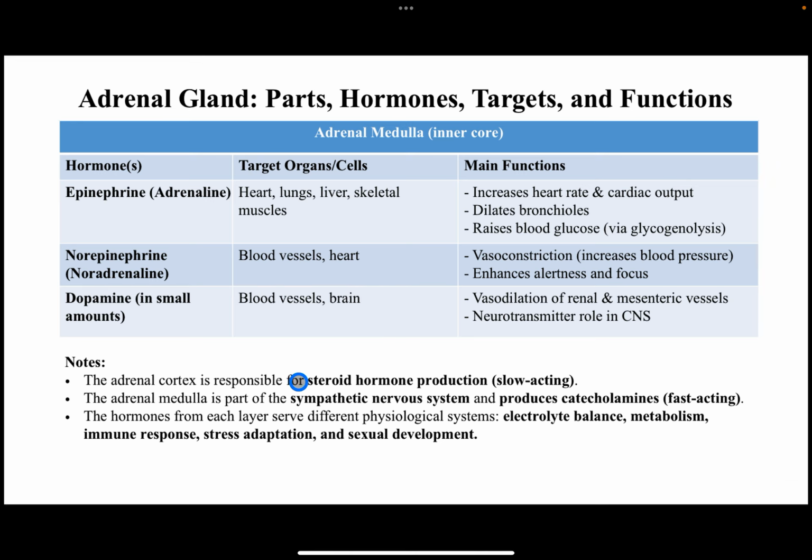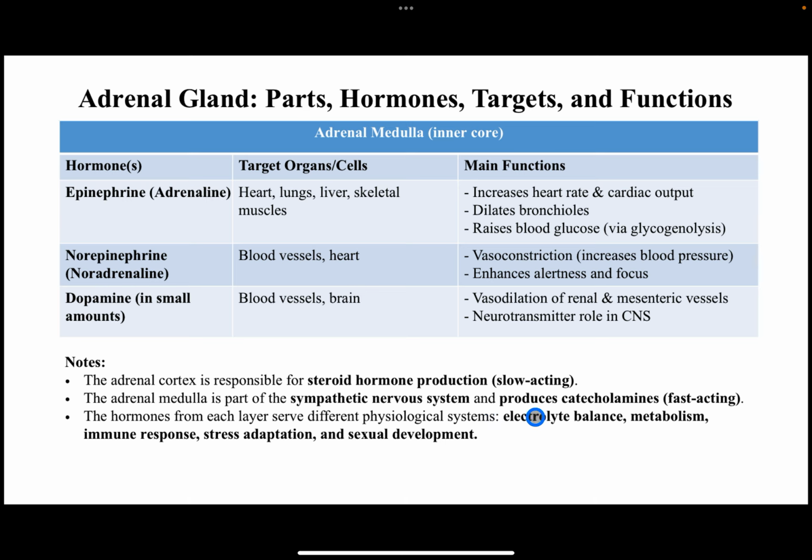Now, you have to note that the adrenal cortex is responsible for steroid hormone production. The adrenal medulla is part of the sympathetic nervous system and produces catecholamines, that is, epinephrine and norepinephrine. It has a neuroendocrine role, and you should know its activities are very fast. The hormones from each layer serve different physiological systems or functions.